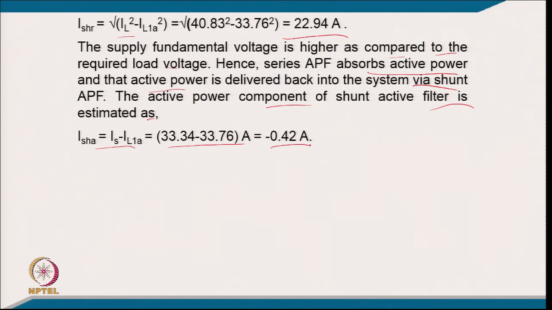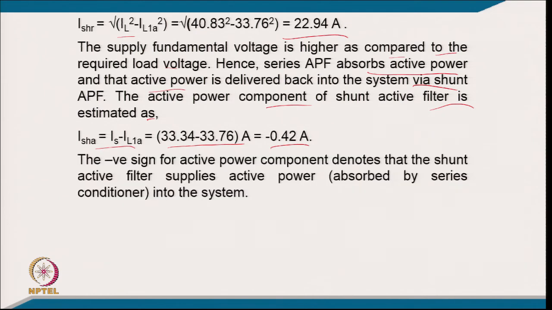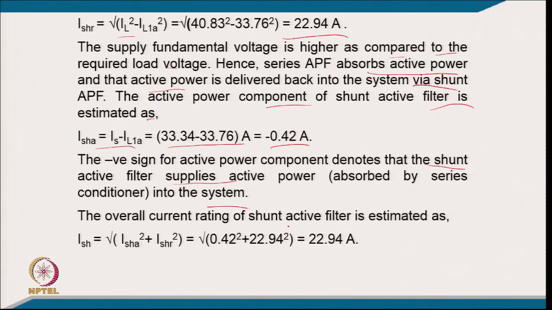So, it comes minus 0.42 ampere, because the voltage is more, so it has to feed power back via the shunt filter. So, the minus sign of the active power component denotes that the shunt active filter supplies the active power absorbed by the series filter into the system, and the overall current rating of the shunt active filter is the square root of the active component square plus the reactive and harmonic component square.